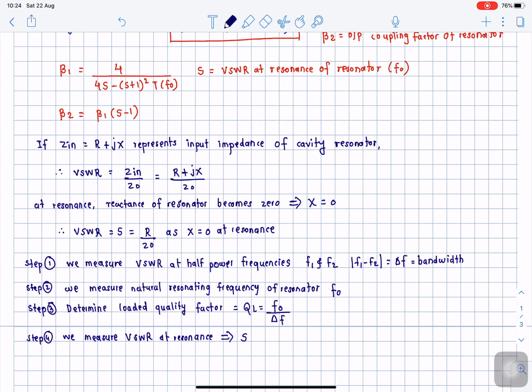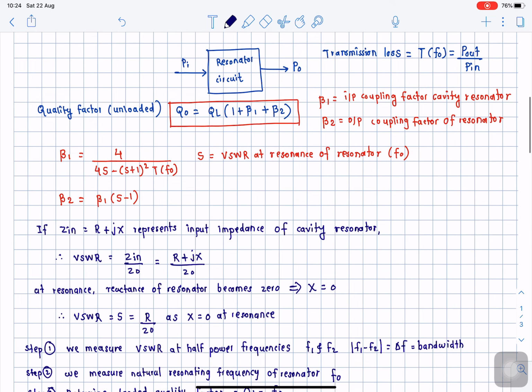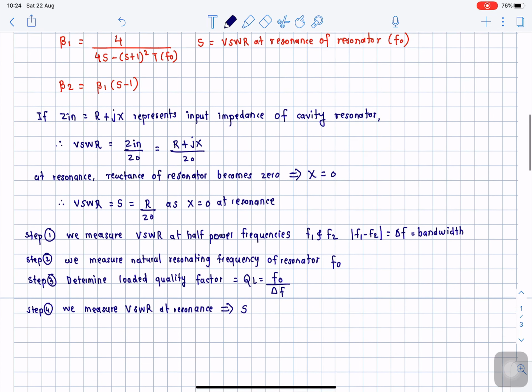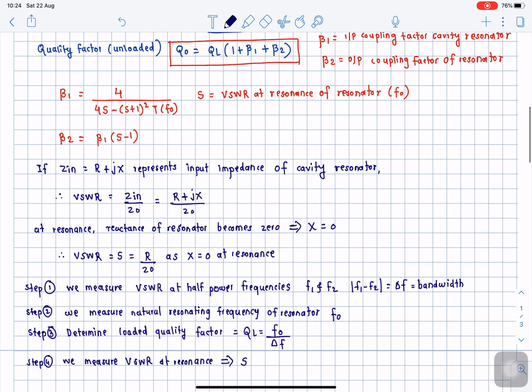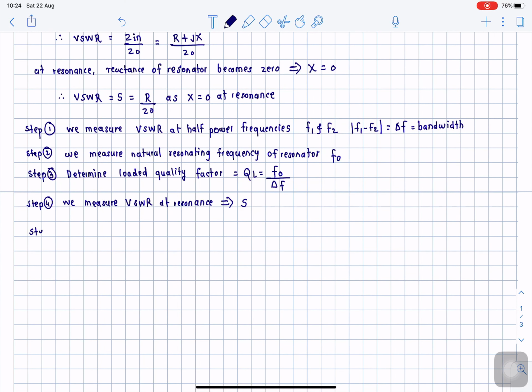For the coupling coefficient, again you need to find the transmission loss. This transmission loss is measured by taking the ratio of powers. So in step number 5, we find the ratios of power. This ratio of power is output power divided by input power.